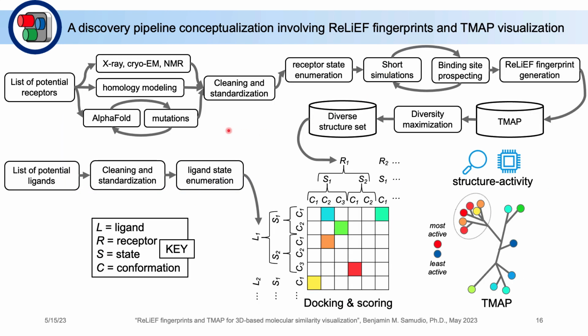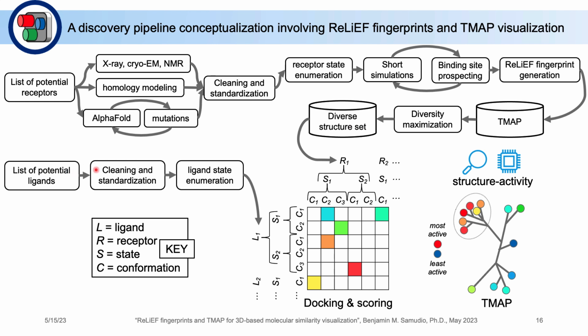So this is a conceptualization of a discovery pipeline involving ReLiEF fingerprints and TMAP visualization. We start off here on the left with a list of potential receptors and potential ligands. Starting with the receptors, we can curate or generate structures using X-ray, cryo-EM, NMR, homology modeling, AlphaFold, for example, with mutations introduced. We can then clean and standardize those structures and enumerate their states, then apply short simulations and binding site prospecting to then generate ReLiEF fingerprints and associated TMAPs. And then we can really bias towards diversity maximization to generate a diverse structure set.